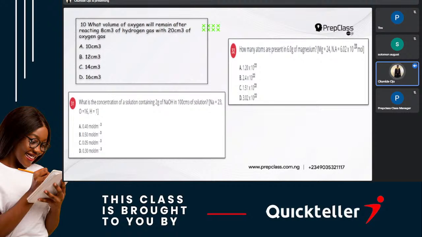So 20 minus 4 cm3 is what? 16 cm3. What was the question? The question says, what volume of oxygen will remain after reacting? So remain: the volume that will not be used. So the volume that will not be used is 16 cm3. Do you get that? Hello, Solomon. Yes, I got it, sir. Okay, good. So the volume that will remain is 16 cm3. So next question.